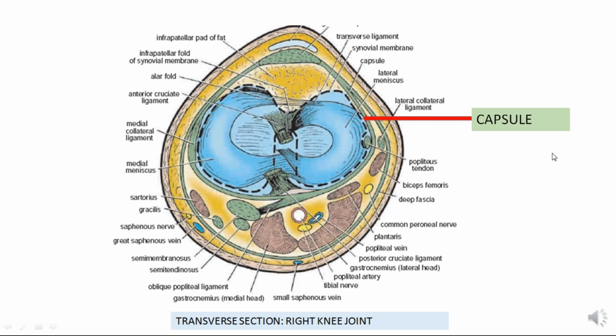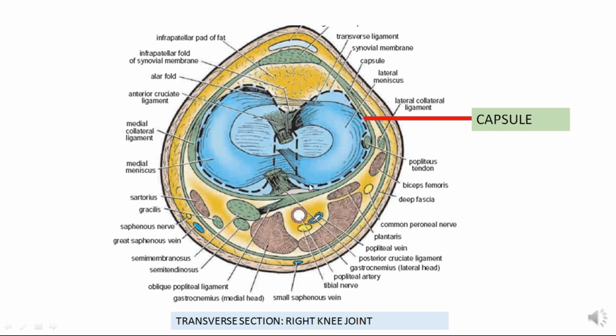Now see an important relation over here. This green structure over here is the tendon of popliteus. So you can see that the tendon of popliteus is intracapsular, but there will be a gap in the capsule. From there the popliteus tendon will be passing out of that gap. Now this tendon of popliteus, we also said, is related to the posterolateral aspect of the lateral meniscus.